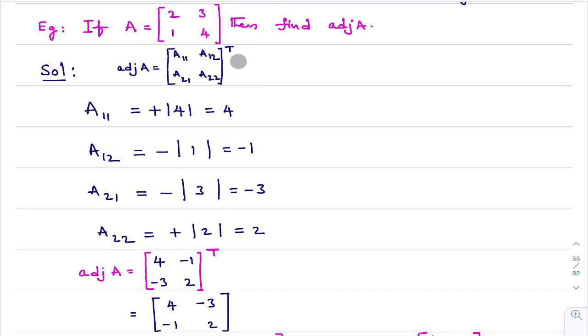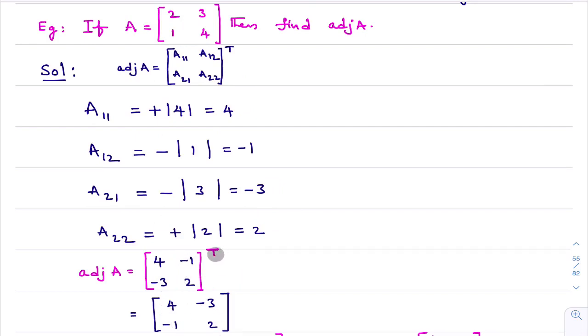Last exercise, complete exercise is about minors and cofactors only. Now I'll write the cofactors. Cofactor of 2 is 4. Cofactor of 3 is minus 1. Cofactor of this element is 1. Cofactor of 1 is minus 3. And cofactor of 4 is 2. I have written the cofactors. If I transpose this matrix, I'll get the adjoint.